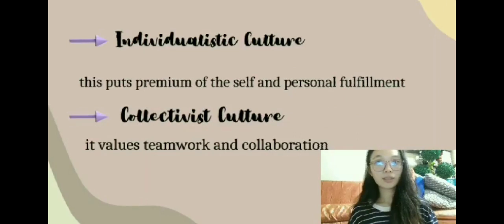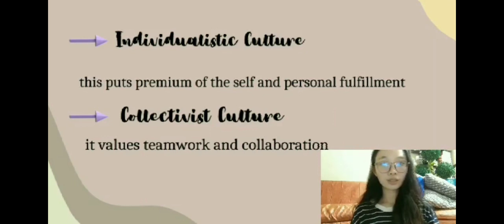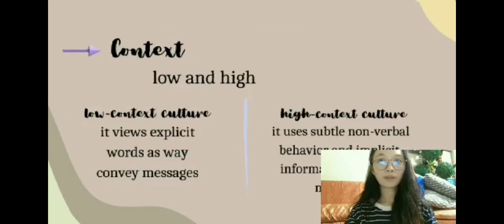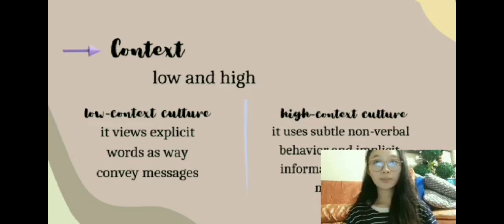Individualistic culture puts a premium on the self and personal fulfillment. Next is collectivist culture. It values teamwork and collaboration. Context: low and high. Low context culture views explicit words as the way to convey messages. And high context culture uses subtle and nonverbal behavior and implicit information to convey meaning.